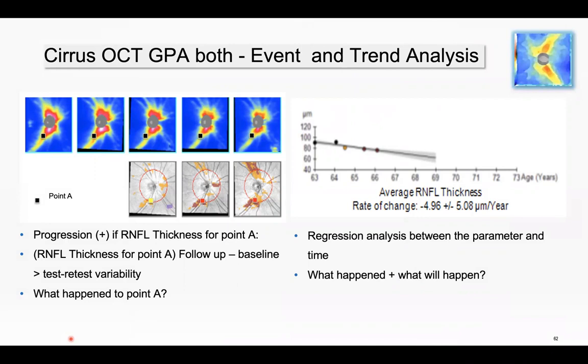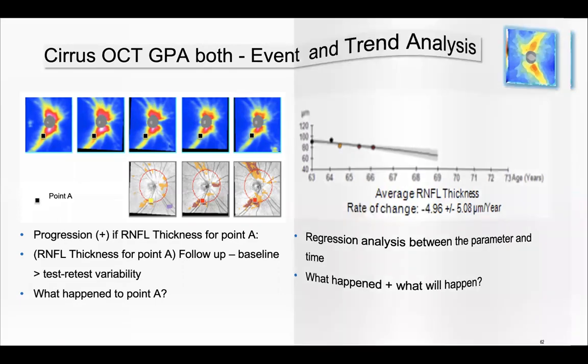Event analysis compares the baseline and follow-up measurements for specific points. And if the difference is greater than the test-retest variability of the device, it confirms progression. This is the point A compared with serial scans. On the other hand, trend analysis is where we try to estimate the future by using the regression analysis concept. This is what happened and what will happen in the future.